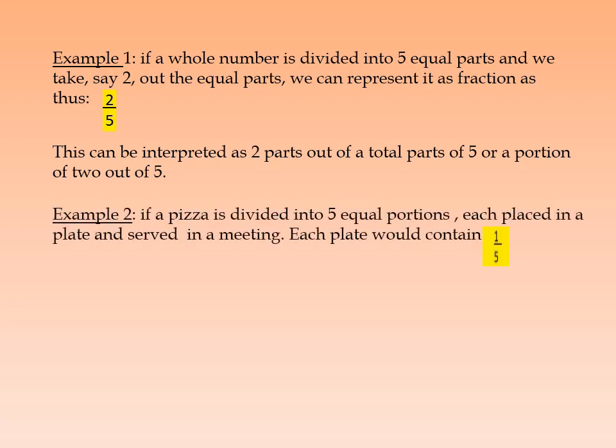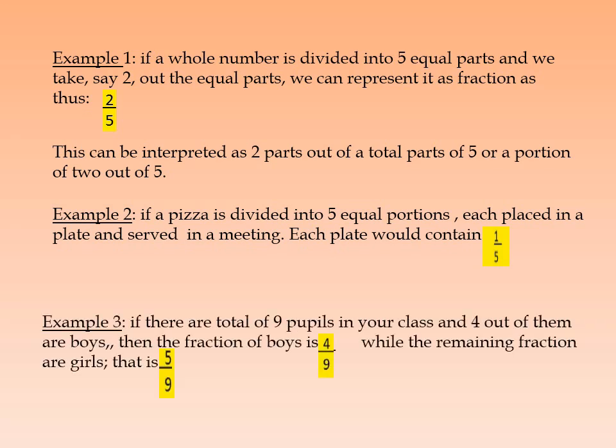So let's look at the second example. It said that if a pizza is divided into 5 equal portions, each placed in a plate and served in a meeting, each plate would contain 1 over 5. That is, if you share a pizza into 5 equal parts and you place each of them in a plate and you serve them round in a meeting, each plate is going to contain 1 out of the 5 that the pizza was divided into.